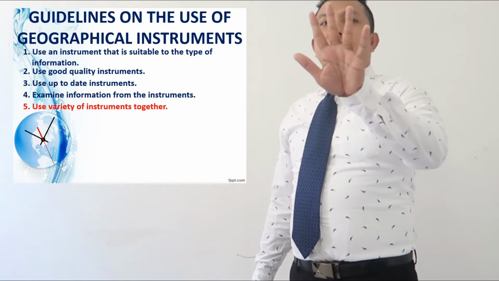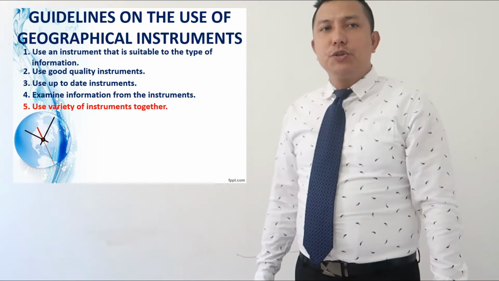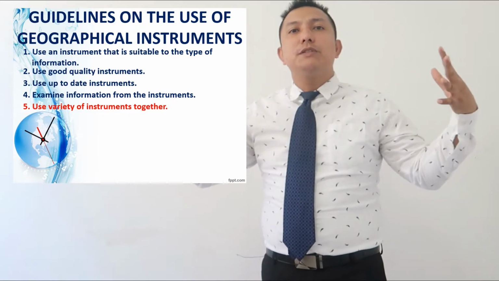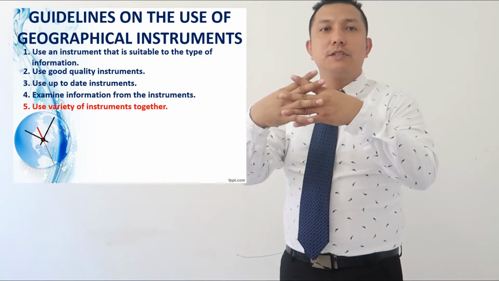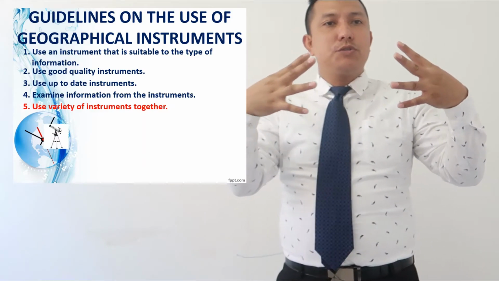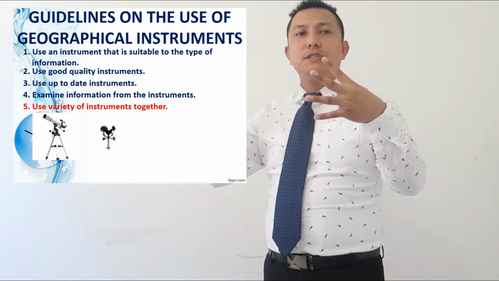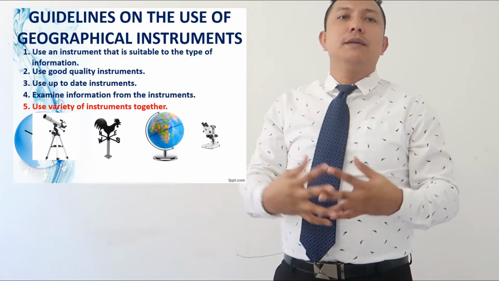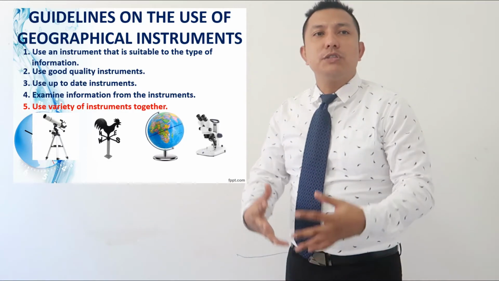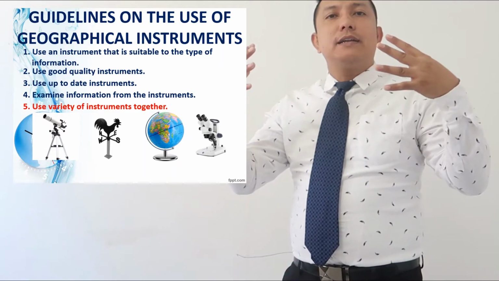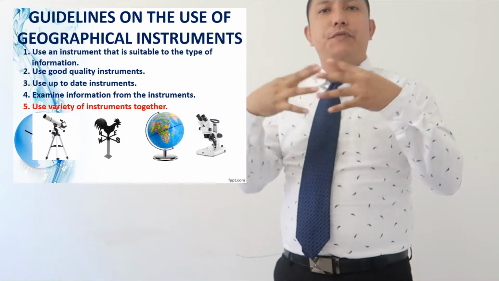The fifth guideline on the use of geographical instruments: use a variety of instruments together. Okay? So, for example, we have the microscope, we have the telescope, we have the wind vanes, we have the map, and so on. If we have those instruments, we can do our job fast and effectively.